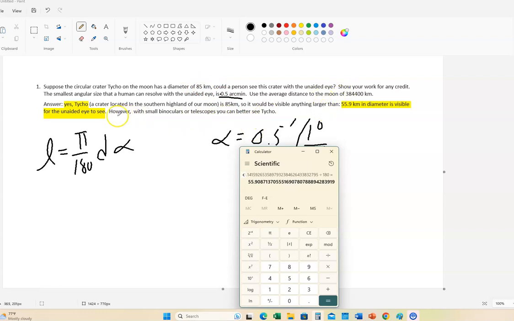However, just to let you know, it's in the southern part of the moon. It's actually not easy to see with the unaided eye. It's not like it's standing out. It's actually easier to see using a small pair of binoculars or, of course, a telescope.